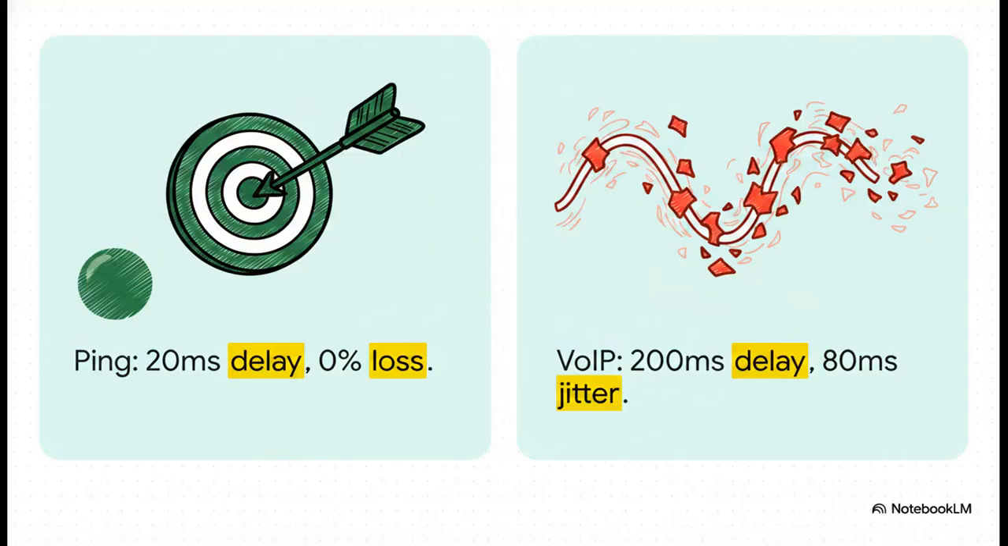Just look at this contrast. Your basic ping command might be showing a simple, healthy 20 millisecond delay with 0% packet loss. It looks totally pristine. But then, the actual user experience for a voice over IP call is suffering a crippling 200 millisecond delay and 80 milliseconds of jitter. The voice traffic is essentially being shredded to pieces. Why the huge difference? Well, because a standard ping is just a single snapshot in time. It's not a reflection of a continuous real-time application flow.